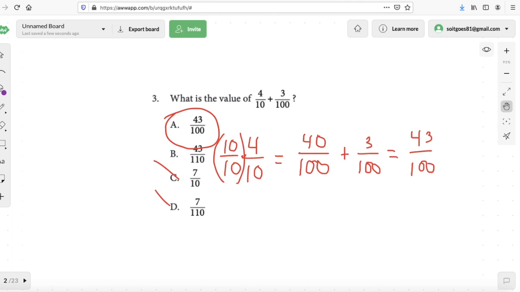Does that make sense? Mm-hmm. So be on the lookout for that too. Be on the lookout for answer choices that are based on common misconceptions about math. I look at it that way sometimes too.